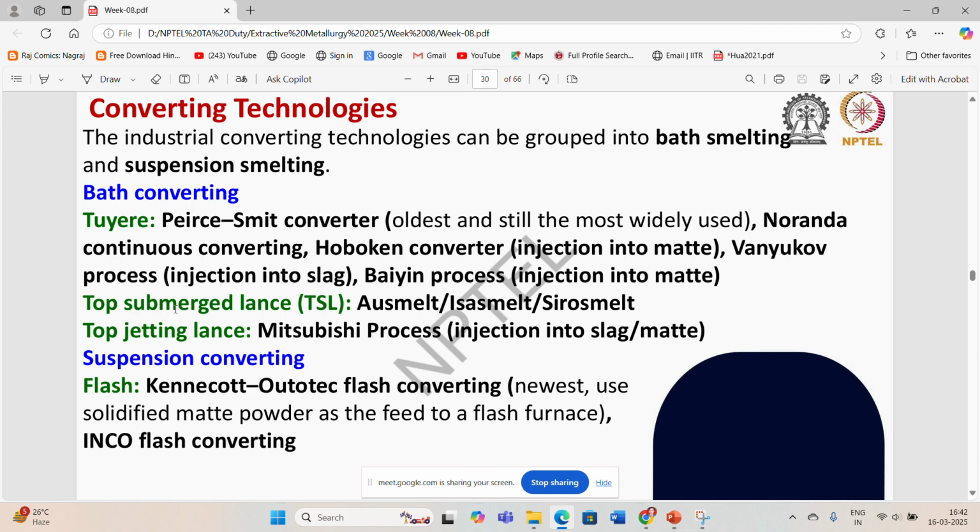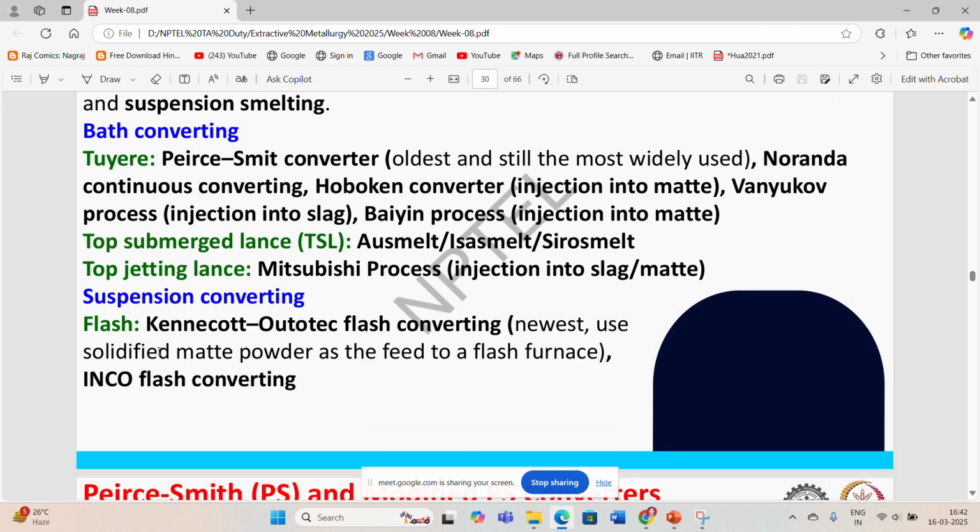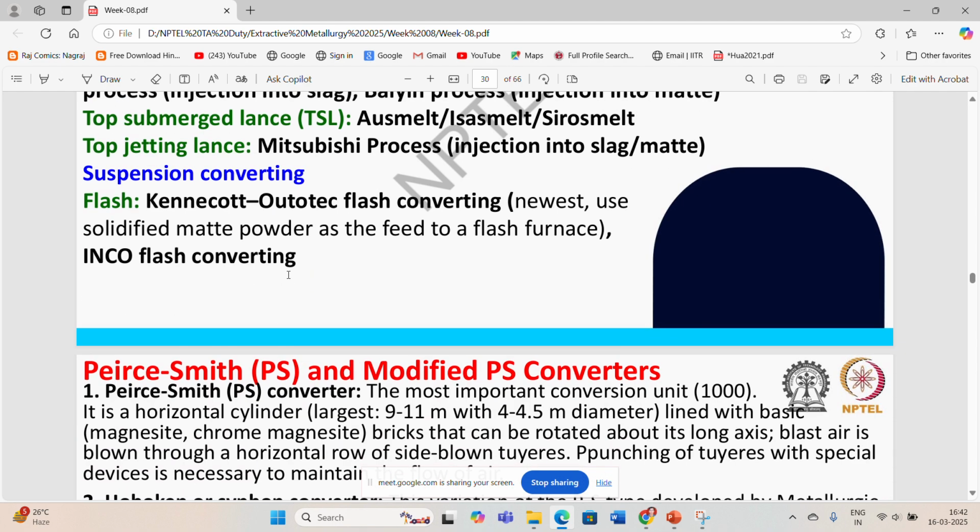Then there is top submerged lance, which is generally used for lancing oxygen inside the converters. There are processes like Osmelt, Isasmelt, and Ausmelt, which have been developed by CSIRO Australia. Then there is the top jetting lance Mitsubishi process, developed by the Japanese company. Then there is suspension converting, like flash converting processes such as Kennecott-Outokumpu flash converting, which is the newest one and uses solidified matte powder as a feed to a flash furnace. Then there is the Inco flash converting process.